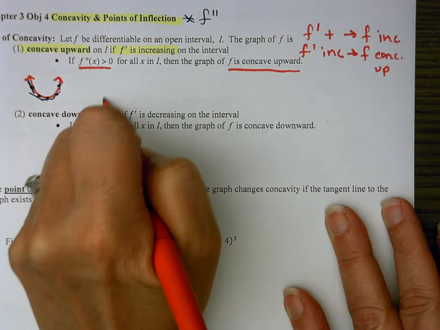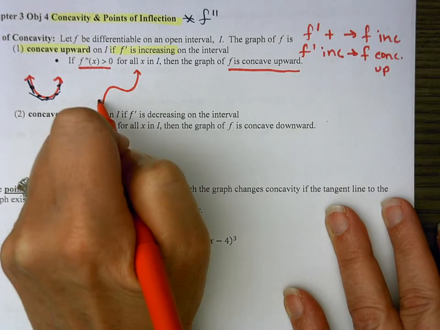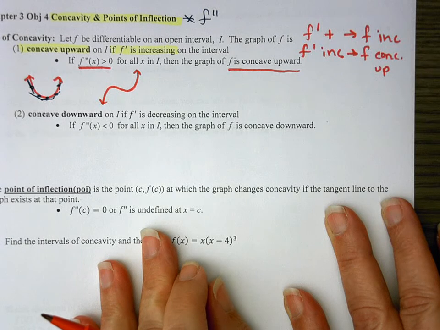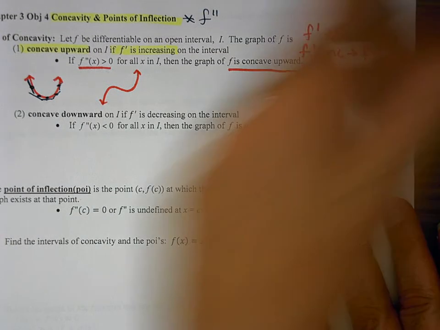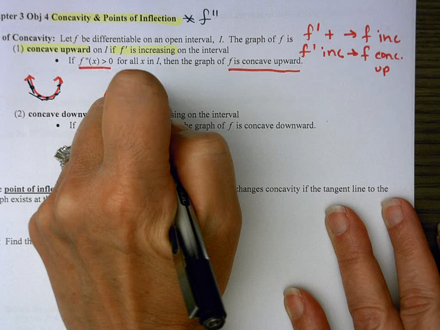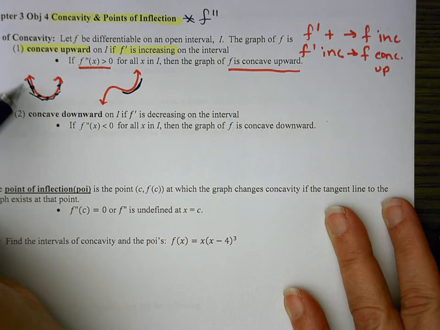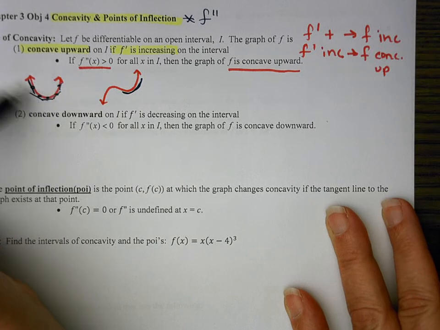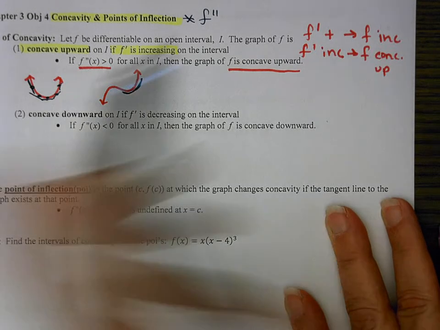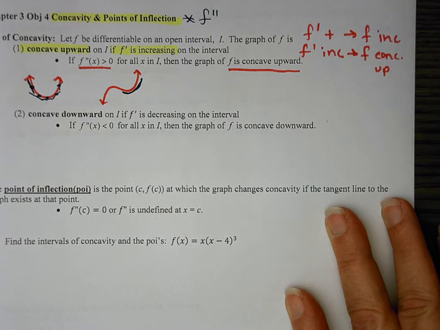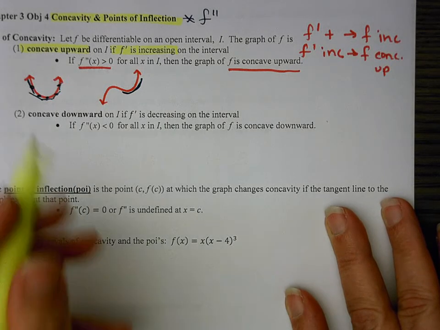However, if I were to look at a function like this, it is not concave up everywhere. It would only be concave up somewhere in this section here. As long as it has some portion of the graph that looks like a positive parabola, then we would have a section that is considered concave up. Then concave downward is the flip side of that.